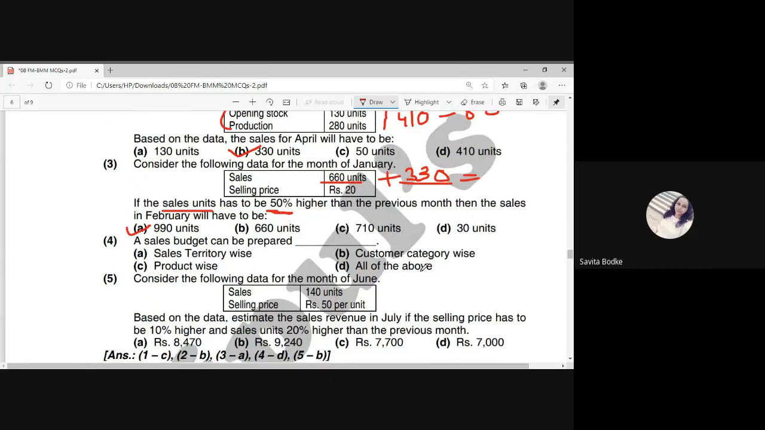Now the next one is the fourth one. The sales budget can be prepared. So for the sales budget, always remember that we are preparing the sales budget for the product, and we are preparing the sales budget for the customers. But in your syllabus we have not studied the customer category. Please remember that the sales budget can be prepared area wise, it can even be prepared customer category wise, and even product wise also. In your syllabus, whatever sums we have studied in the offline method are regarding sales and products. So the appropriate answer is all of the above.